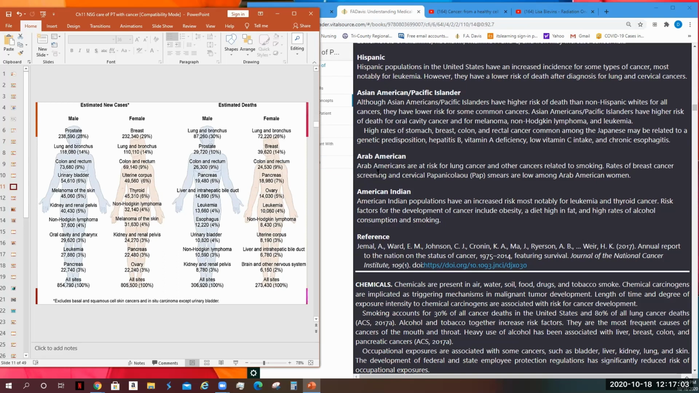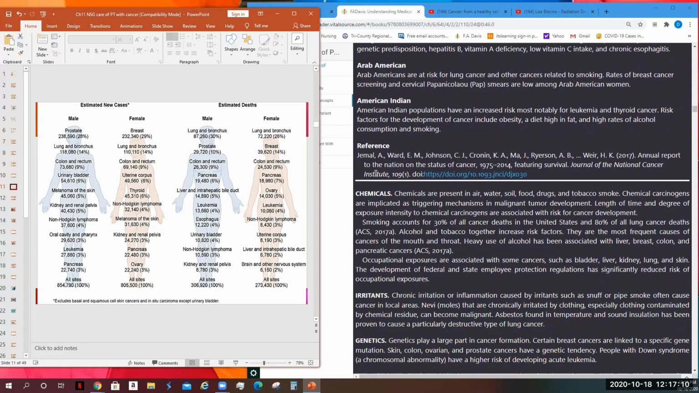Arab Americans are at risk for lung cancer and other cancers related to smoking. Rates of breast cancer screening and cervical pap smears are low among Arab American women. American Indian populations have an increased risk, most notably for leukemia and thyroid cancer. Risk factors for the development of cancer include obesity, a diet high in fat, and high rates of alcohol consumption and smoking.